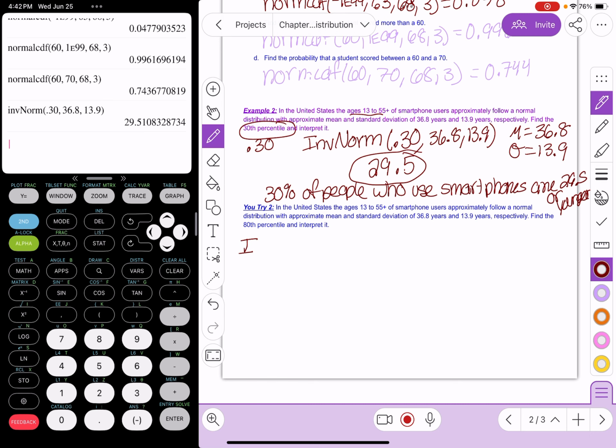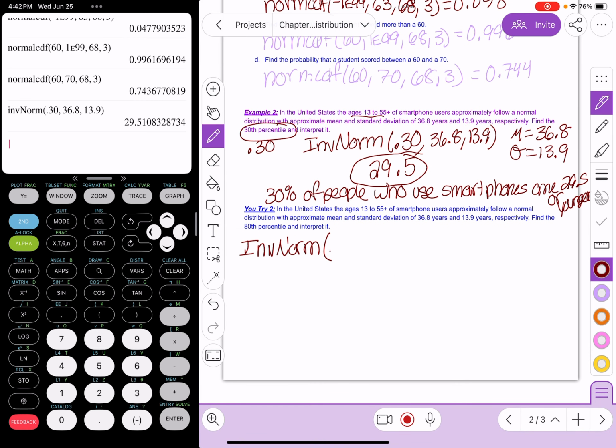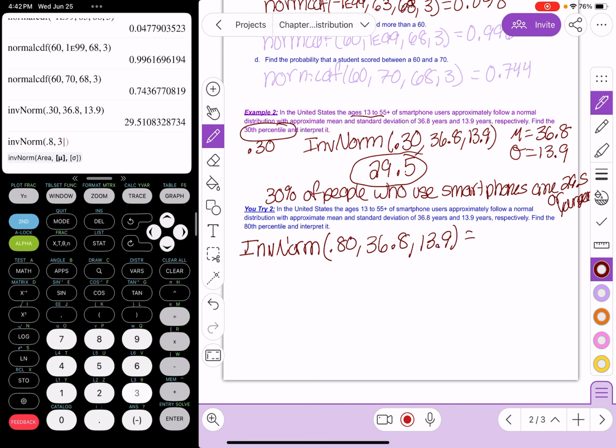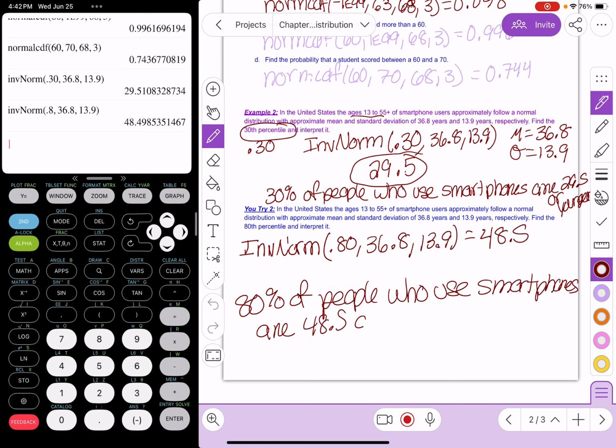All right. So inverse norm. This one is the 80th percentile. So we're going to do 0.80. Mean is 36.8. Standard deviation is 13.9. So 0.8, 36.8, 13.9. So we get 48.5. So 80% of people who use smartphones are 48.5 or younger.